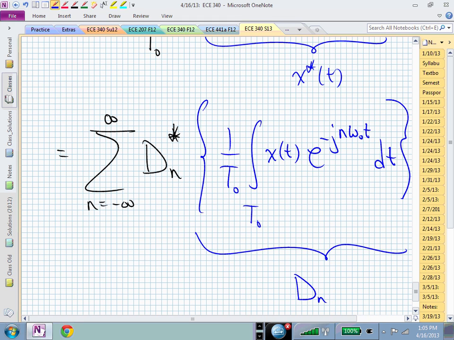And that's just the analysis. If you perform this, this is telling you how much frequency content is at that particular frequency in omega naught.